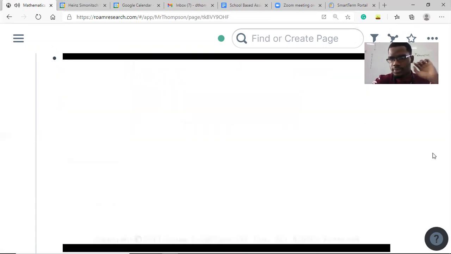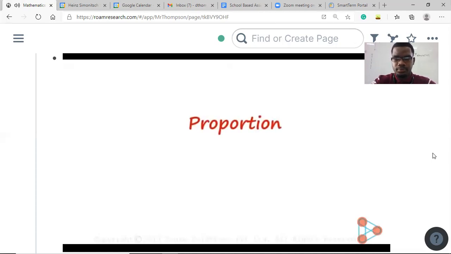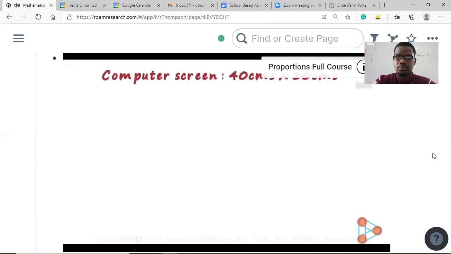Right? Listen close. Concept of proportion is very simple. All we need to do is understand a couple of simple examples. Assume you have a computer screen of the size 40 centimeters by 30 centimeters.